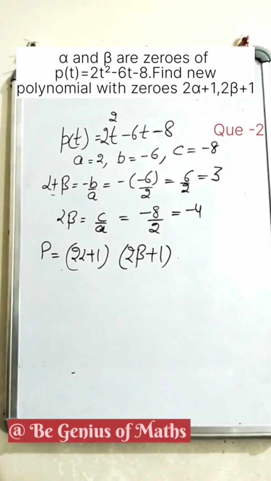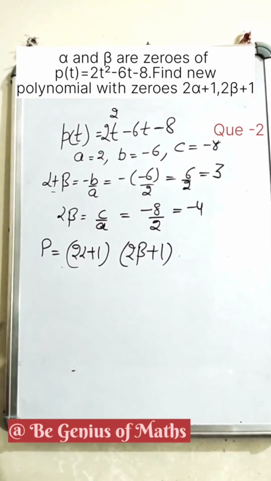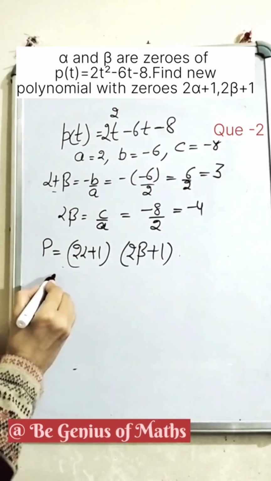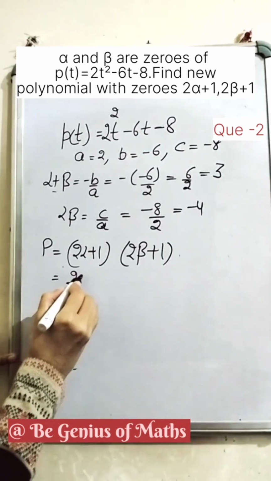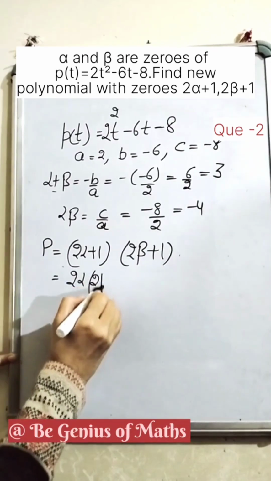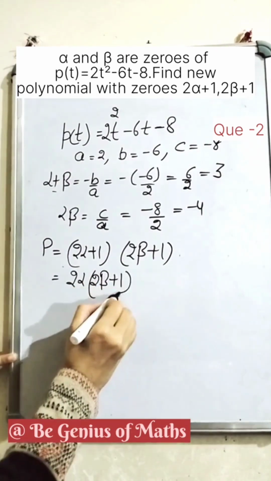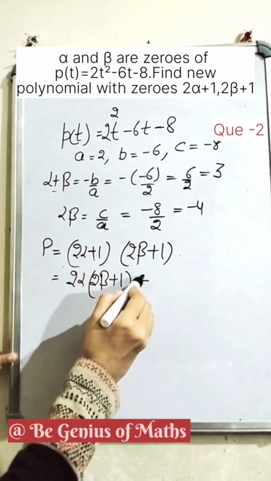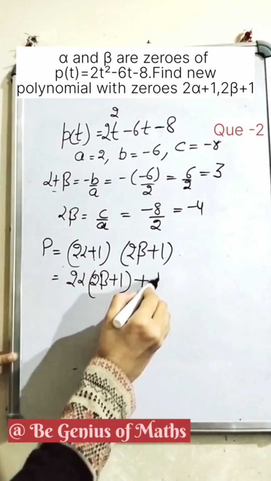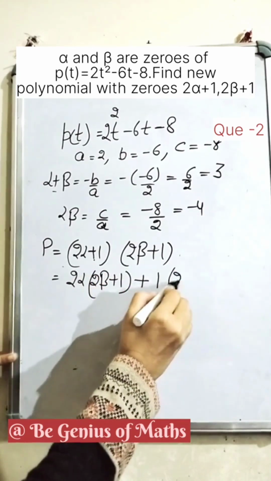Now the product of new zeros. 2 alpha with full bracket plus 1 with full bracket.